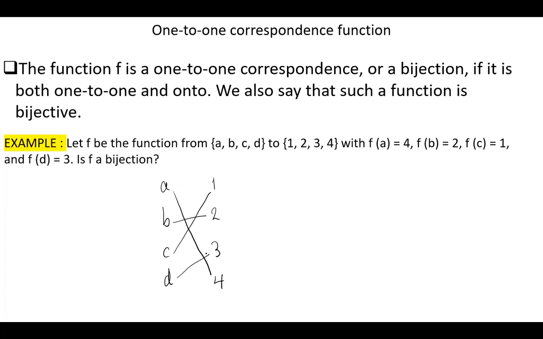Is f a bijection function? We have to examine if this function is both one-to-one and into. It's one-to-one because no two values in the domain are assigned the same function value. It's also into because all four elements of the codomain are images of elements in the domain, or the codomain elements are used. Since the function is both one-to-one and into, it's a bijection function.